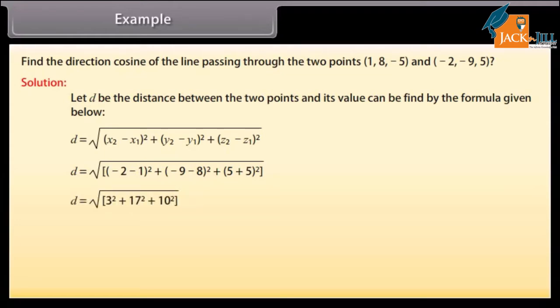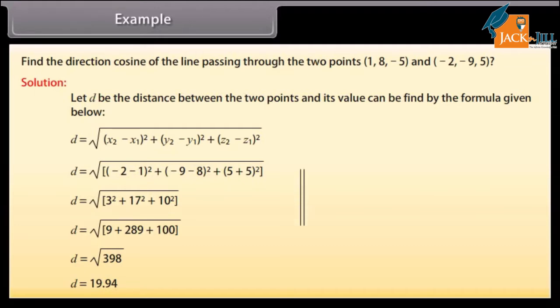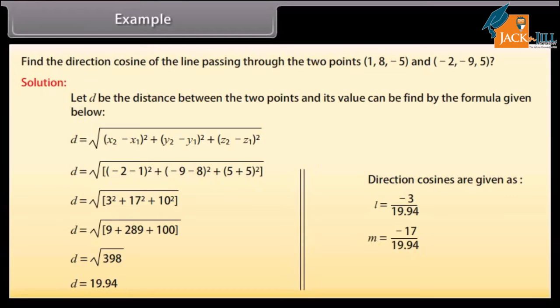d equals square root of 3 square plus 17 square plus 10 square. d equals square root of 9 plus 289 plus 100. d equals square root of 398. d equals 19.94. Direction cosines are given as L equals -3 by 19.94, M equals -17 by 19.94, N equals 10 by 19.94.